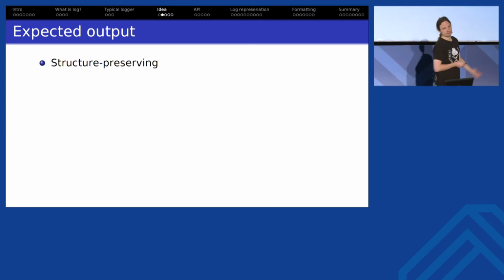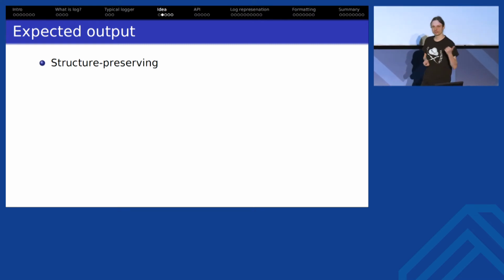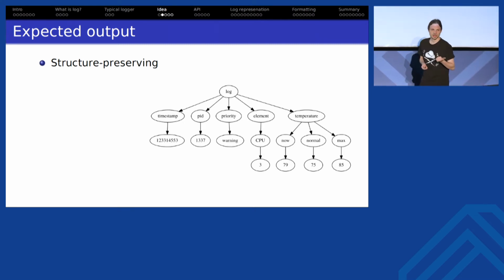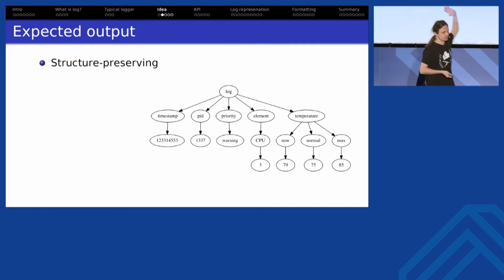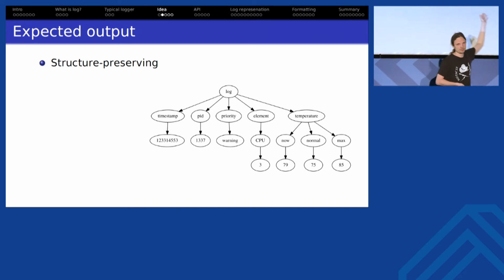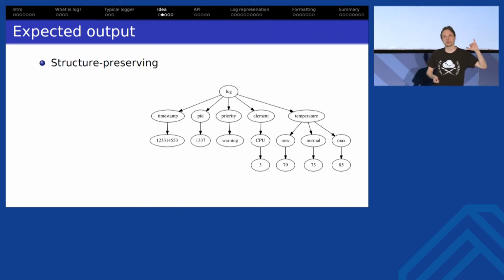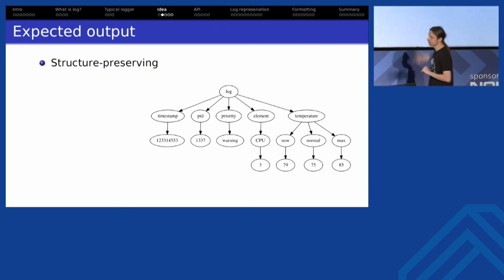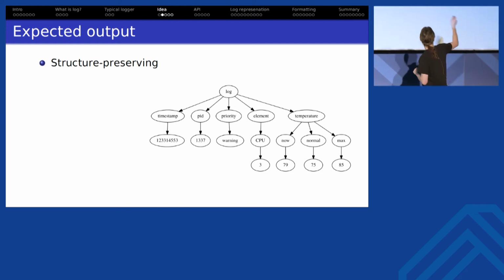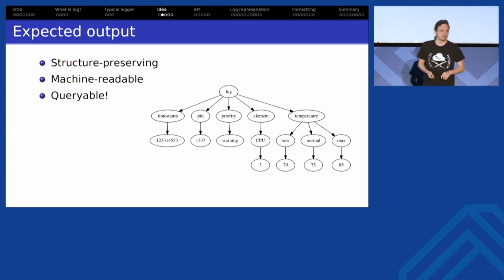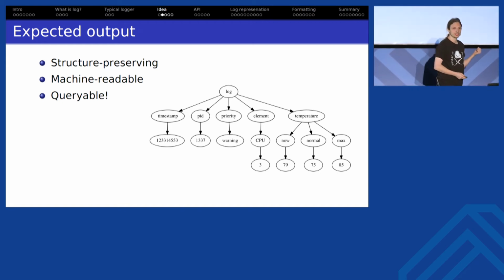So, how do we actually define the expected output? Well, first of all, it needs to be structure preserving. So, the first idea, a tree. Why not? We'll have a root element that, for the sake of discussion, will be called just log. And all the nodes will contain either a key-value pair, like for instance a timestamp, bit, priority, or something more complex like a temperature, now, normal, and maximum. And because this is a tree, this is a representation that is machine processable and it is queryable.